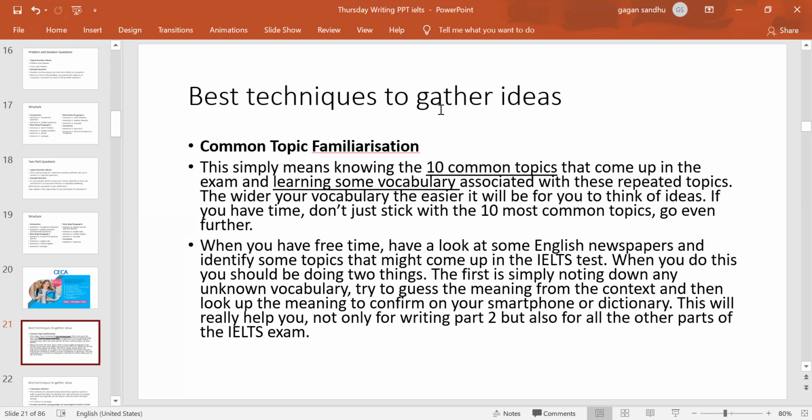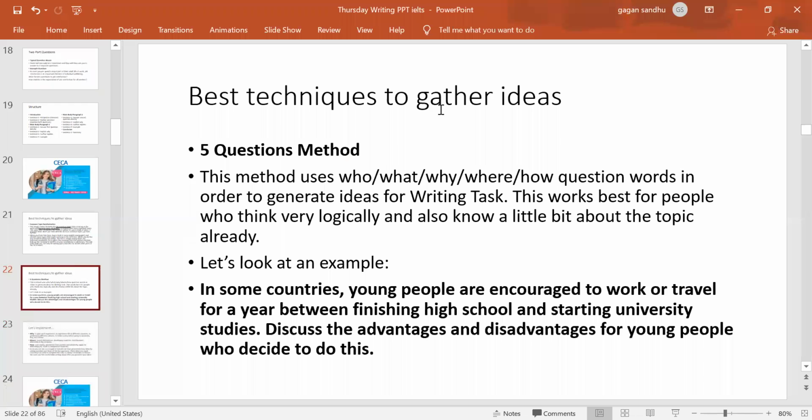And besides that, if you've got a logical mind, then this is the next best technique. It's called the 5 question method, right? You know that there are WH questions: who, what, why, where, and how. This actually helps us generate ideas for a writing task. And how? Definitely you have to be logical enough to connect the dots here. And how can you do that? Let's look at an example.